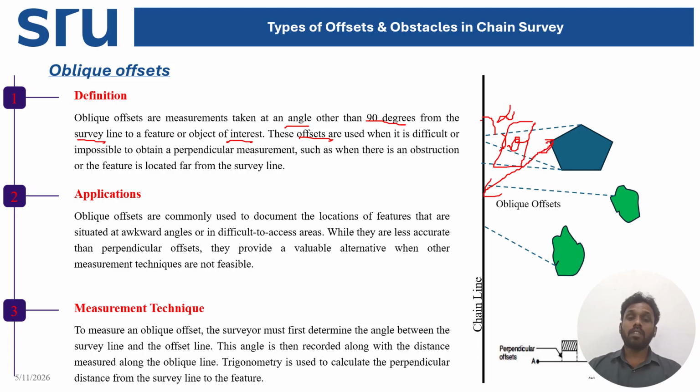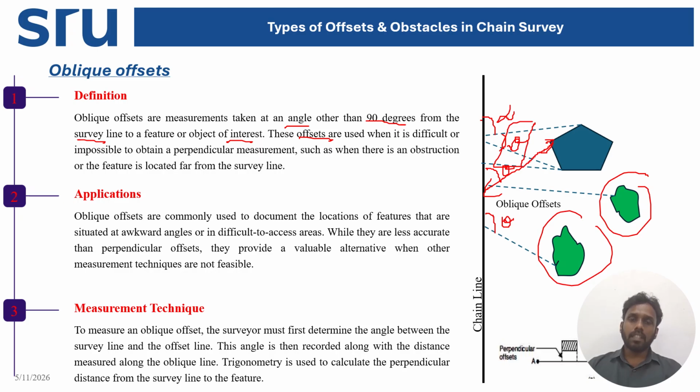The only thing you have to consider in this is you need to know the angle between your chain line and your offset line. So that also has to be measured. In your normal perpendicular offset, you are maintaining a 90 degree with your cross tab. But here you need a compass to measure your angle, because this inclination angle you should know, because if that angle is not known, you cannot locate a particular structure which is away from your chain line, right? So this type of offset is called an oblique offset.